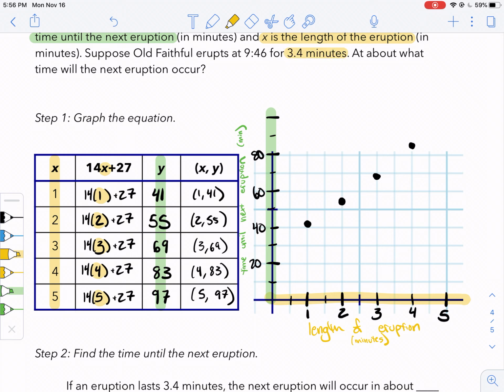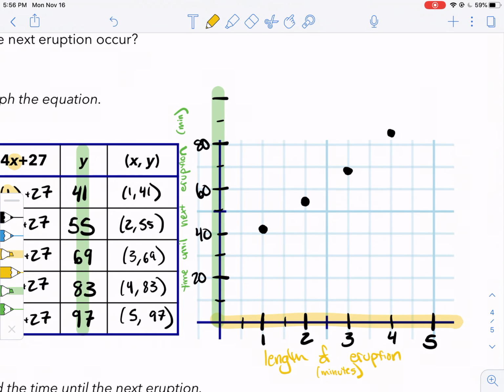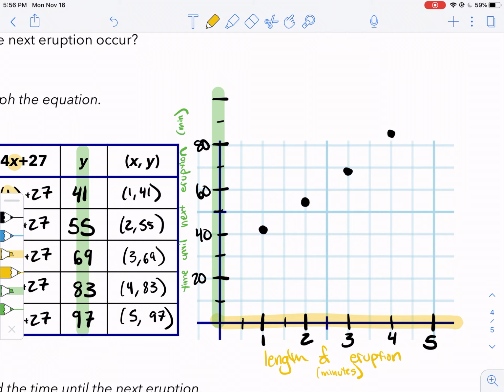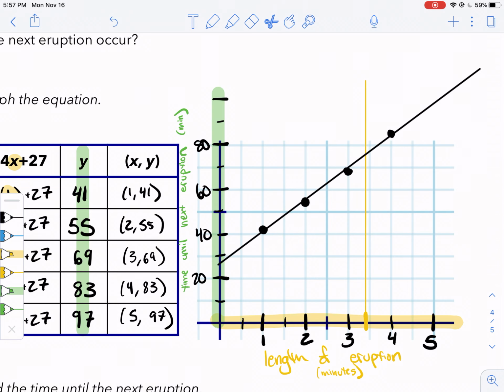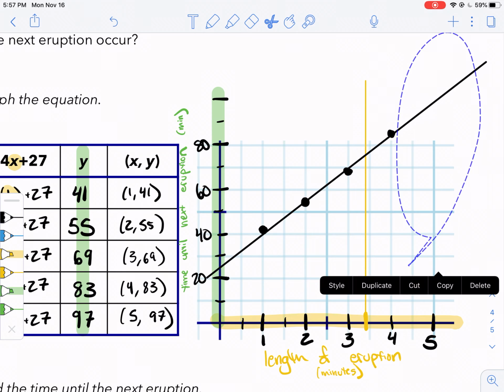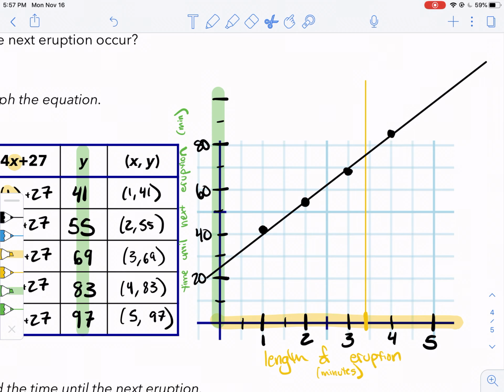If it erupted for 3.4 minutes, that's what we're going to care about on our graph. So we find the length of eruption being 3.4 minutes, which is right underneath 3.5. So go up right here. Boom. That vertical. Oh, you guys, we didn't actually connect our line. Okay, so we find a line that runs through all of our points. That's not going to do it, though. So how can we connect these? How about there? Good enough.